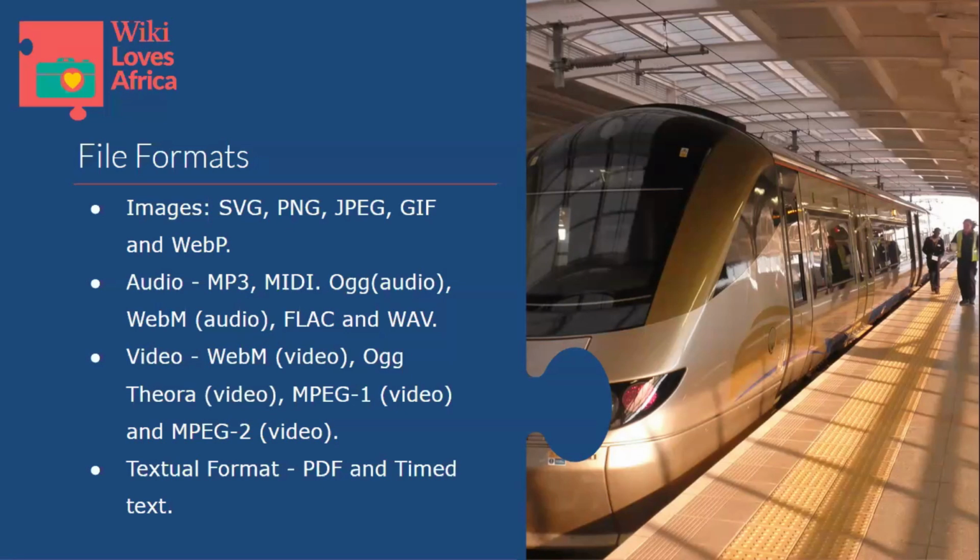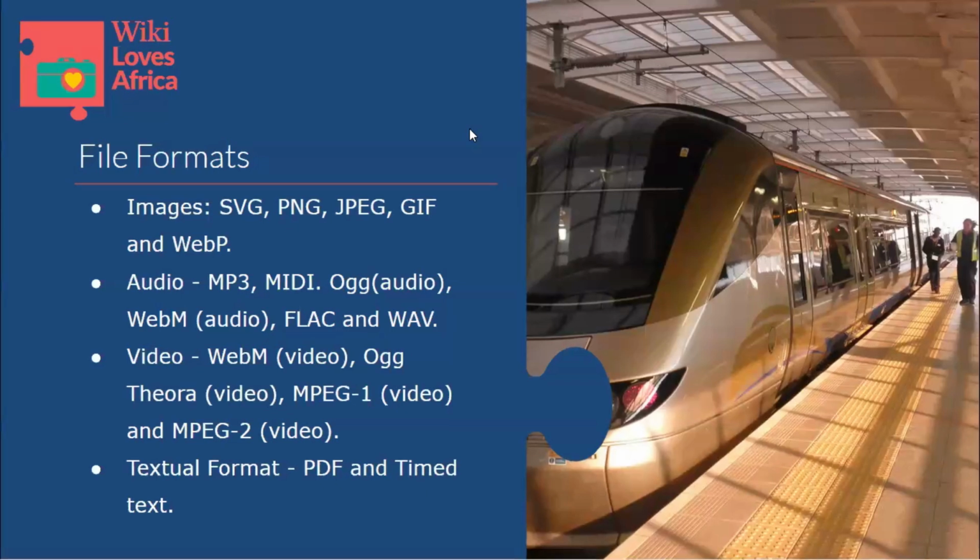For audio submission, Wikimedia Commons only accepts MP3, MIDI, OGG, WebM, FLAC and WAV. These are the formats that Wikimedia Commons accepts for audio. For video, we have WebM, which is the most popular one we all know for Wikimedia Commons. We have Ogg Theora, MPEG-1, MPEG-2, and so on. These are the formats for video that Wikimedia Commons accepts.